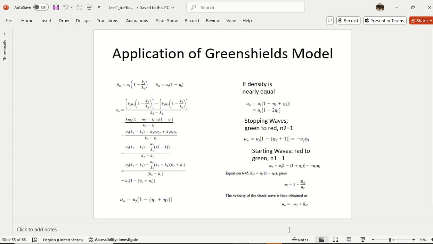Like I said, you can have another look at these equations, especially this derivation, which we did not discuss. It's just a simplification of what we have already done.